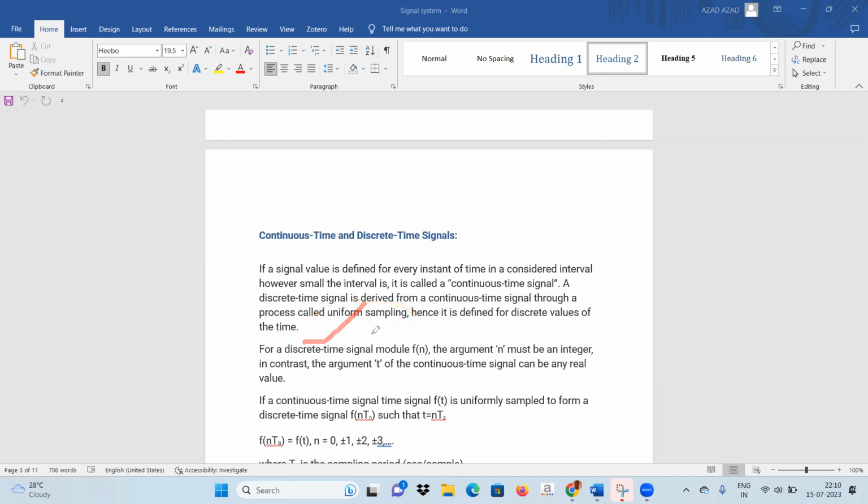Uniform sampling, you can get discrete signal. For a discrete time signal f[n], the argument n must be an integer. In continuous time signal, the argument t can be any real value. t can be any real value, but n will always be an integer.